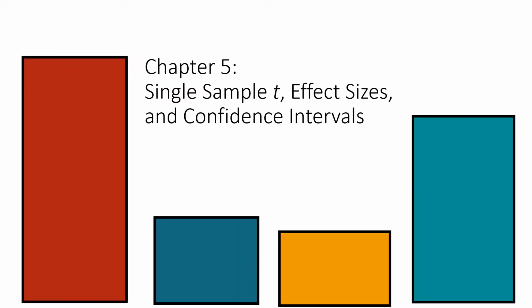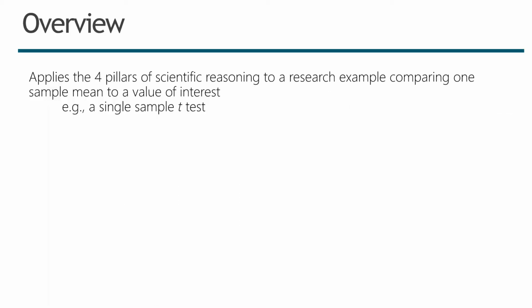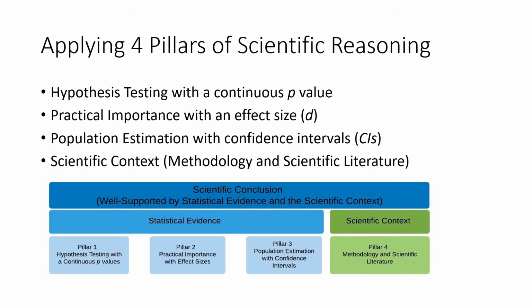This video walks you through the example in Chapter 5 of the text, specifically talking about a single sample t, effect size, and confidence intervals. This video applies the 4 pillars of scientific reasoning to a research example comparing one sample mean to a value of theoretical interest. In other words, an example when we would use a single sample t-test. This is the first chapter where we truly apply all 4 pillars of scientific reasoning to support a scientific conclusion.